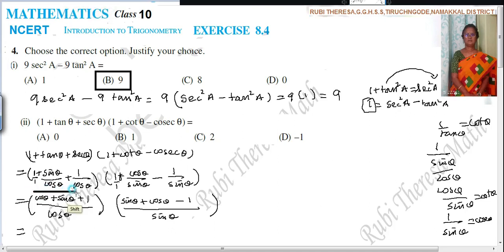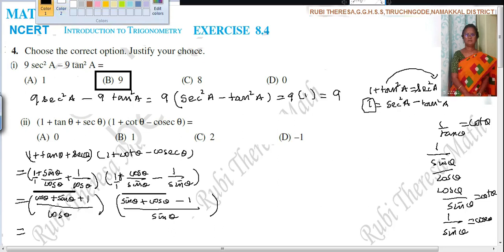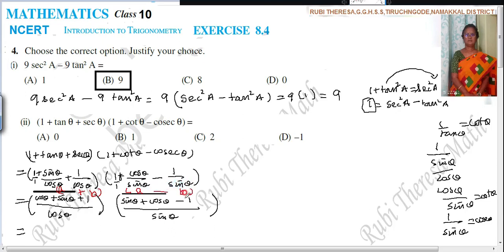Understand? Here also. Why am I taking like this? A plus B into A minus B form. This is in which form? A plus B into, this is A, cos theta plus sin theta is A, this one is B, that is A plus B. Here also cos theta plus sin theta plus cos theta, both are same only. So this is A minus, what is B? 1 is B. So A plus B into A minus B.